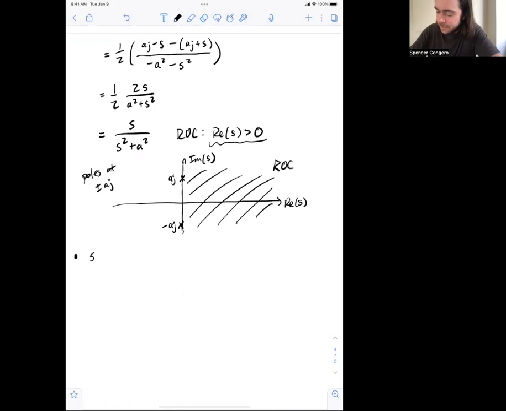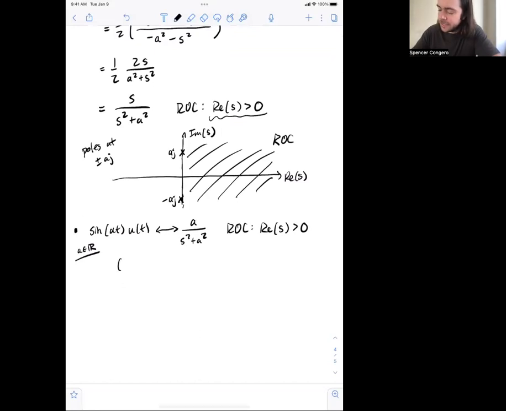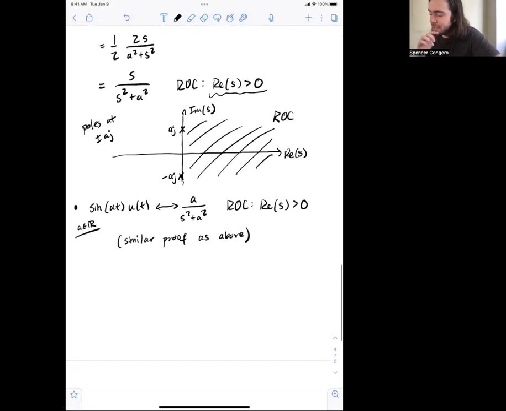Let's do a similar one. What if we have sine of at u of t? Again, a is going to be a real number. Okay, then what do we get? Now we get a over s squared plus a squared, and the ROC is going to be still the real part of s is greater than 0. So that's for a sine function. And I'll let you try this one on your own for practice. This is a similar proof as above. Okay, pretty much the same thing. You follow all the same steps, just make the necessary changes for sine instead of cosine. Okay, so you can try that for practice.